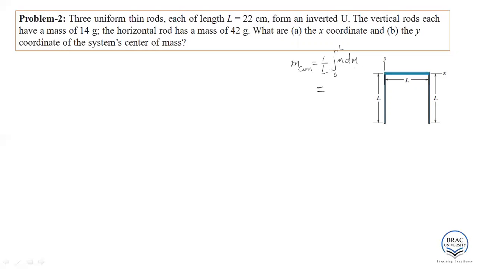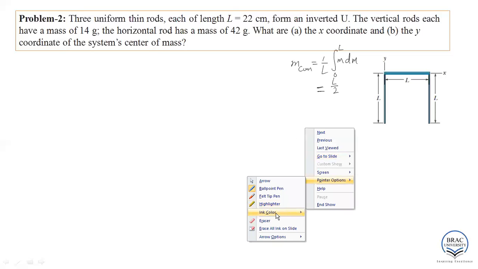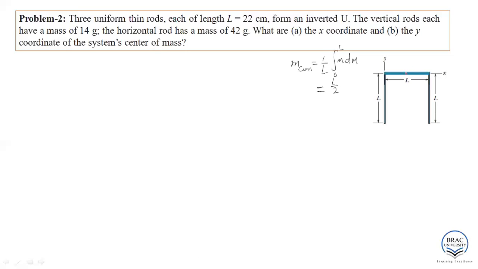And if we solve this problem, then what we get? We get that L by 2 should be the position of the center of mass for a uniform thin rod of length L. So now for all these three uniform thin rods, their centers of mass are at the midpoint. So we can show these centers of mass by a dot point. It is the center of mass for the horizontal rod. Here is the center of mass for the vertical left rod. Here is the center of mass for the vertical right rod.